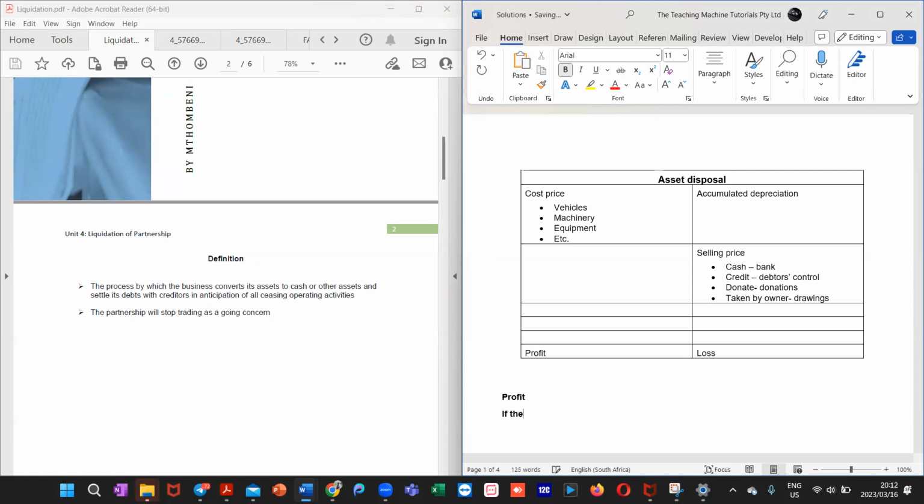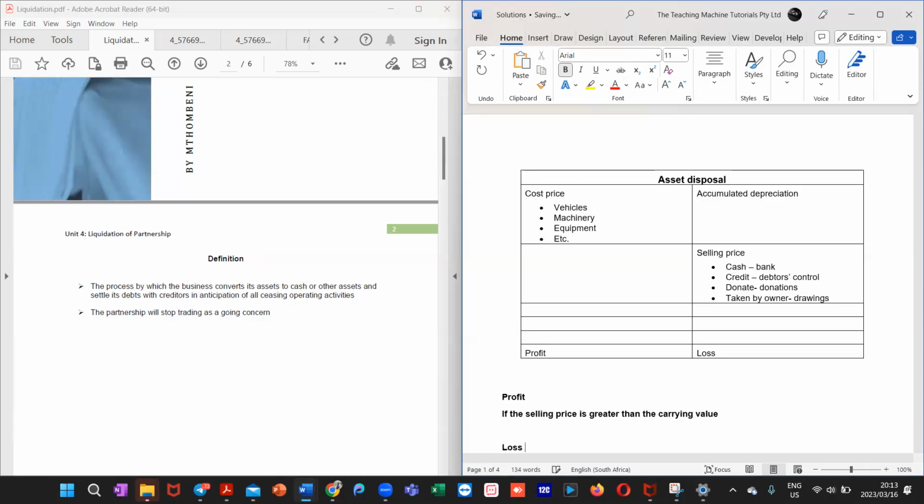Now, when does the business make profit from selling its non-current assets? If the selling price is greater than the carrying value. If the price that you are offering your buyer is more than the value of what you are selling to your buyer. For example, if your car is worth 50,000 and you decide to sell it for 70,000, you would make a profit of 20,000.